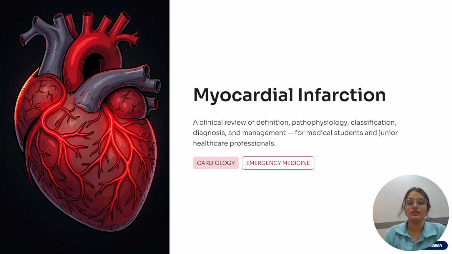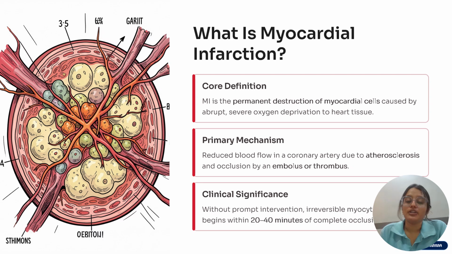I'm going to explain to you about myocardial infarction, which is a very severe pathology. Now let us start. What is myocardial infarction? The core definition is the permanent destruction of the myocardial cells, or the heart cells, caused by abrupt or complete oxygen deprivation to the heart tissues.